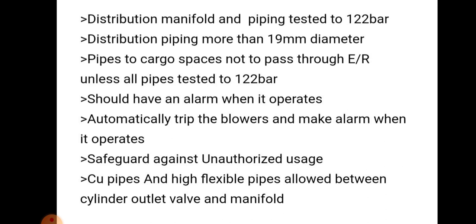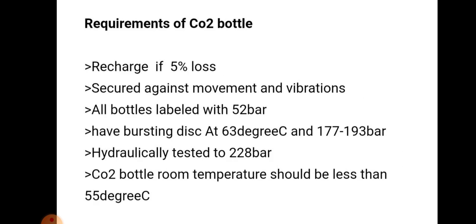Distribution manifold and piping tested to 122 bar. Distribution piping should have more than 19 mm diameter. Pipes to cargo space not to pass through engine room unless all pipes are tested to 122 bar. They should have an alarm when it operates, automatically trip the blower and make alarm when it operates. Safeguard against unauthorized usage. CU pipes and high flexible pipes allowed between cylinder outlet valves and manifold.